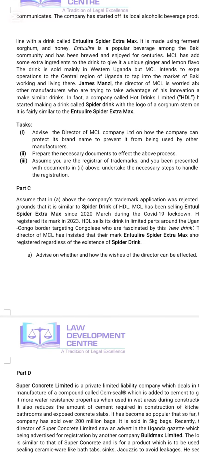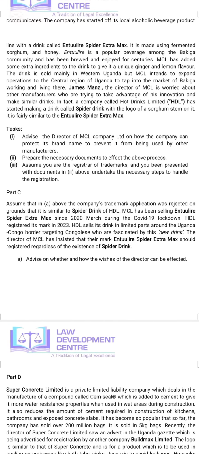3. Assume you are the registrar of trademarks and you've been presented with the documents in 2 above, and take the necessary steps towards registration. So basically when you look at the sections, they give you what the registrar is supposed to do once you have received that. So you first conduct a search to find out whether there are other names similar to that, then you also have to issue a gazette. So basically that's the process you do.